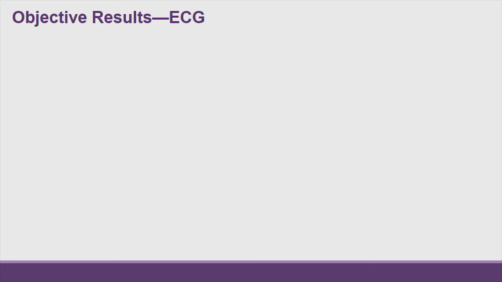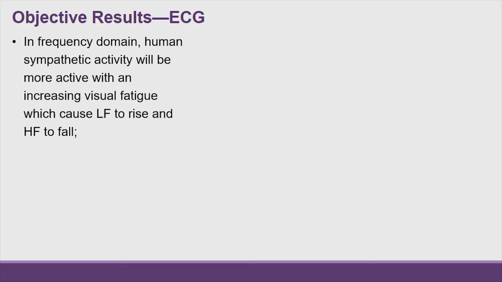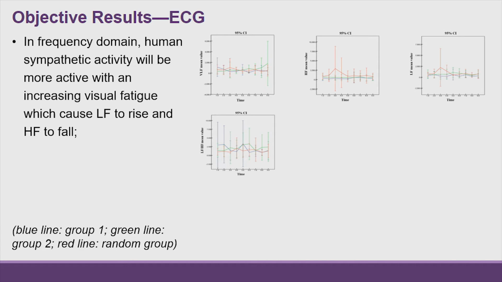This is for ECG signals, which contain two parts. The first part is the frequency domain. Human sympathetic activity will be more active with increasing visual fatigue, which causes the low frequency to rise and the high frequency to fall. These figures show the frequency domain results. The second figure is the high frequency domain, where group 1, the red line, is lower than other groups. So it can be illustrated that group 1's visual fatigue is more severe. For other parameters, there is also no obvious trend.